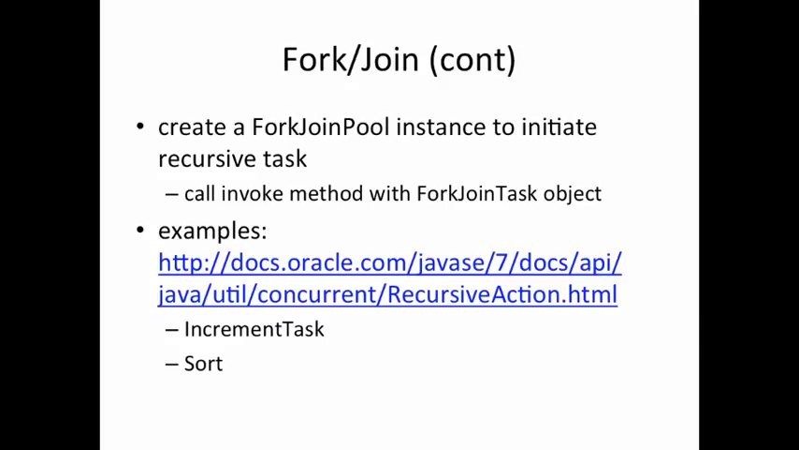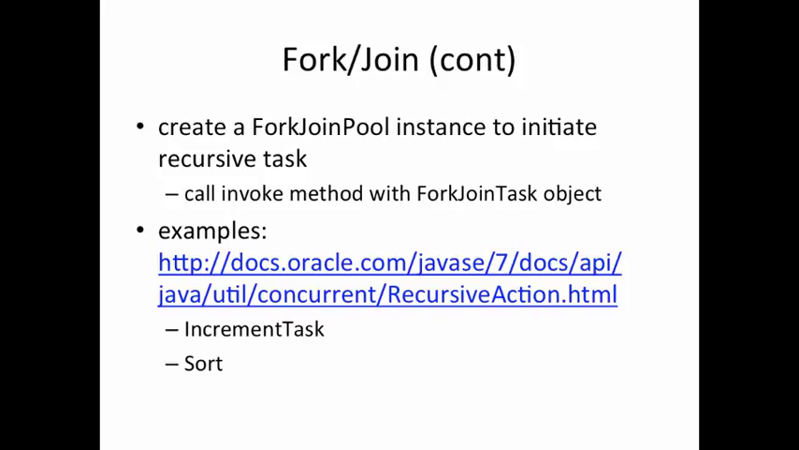And there's some things about what happens if there's exceptions in the task. You can read the documentation. We're not going to go into details about it. So once we have coded up the fork join task, we then create a fork join pool instance to initiate the recursive task. And we do that by calling the invoke method with the top level fork join task object, which again will be either a recursive action or a recursive task.